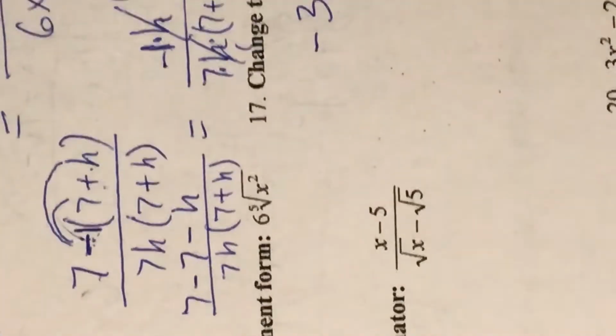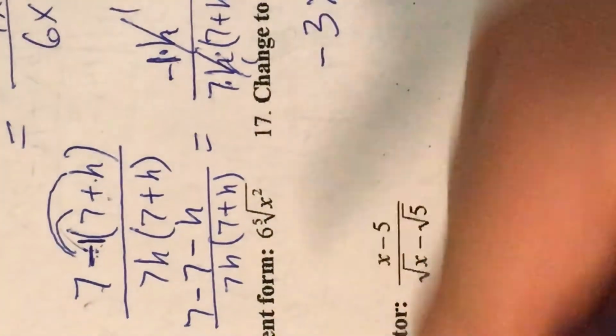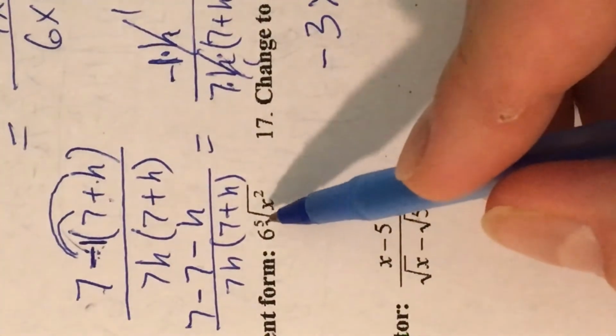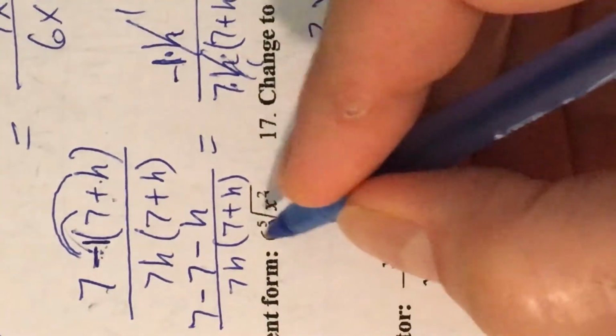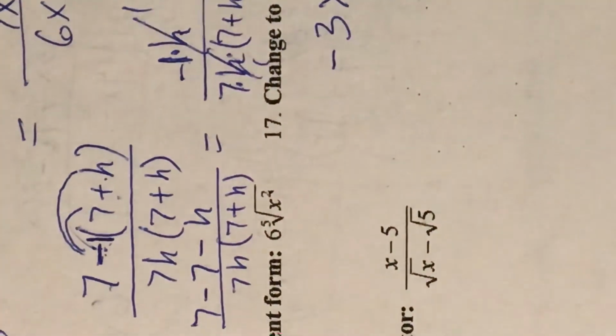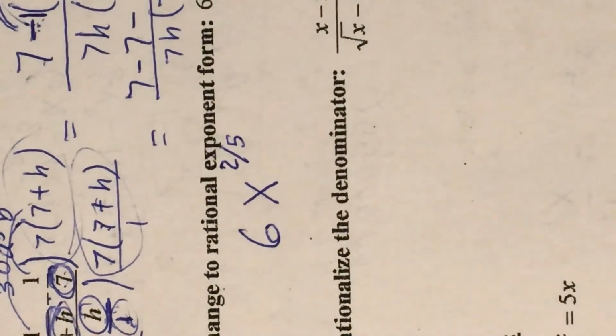Now, number 16, it's the other way around. It says change to rational exponent. So you see the root is 5, and 6 is outside. So 6 times x to the power of, what's my power? It's 2. What's my root? 5. And there you go. Oops, sorry, you couldn't see it. There you go.